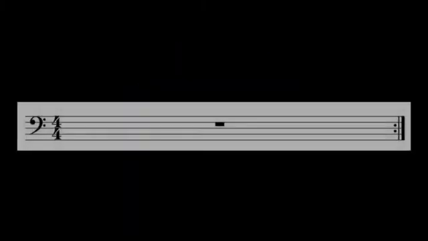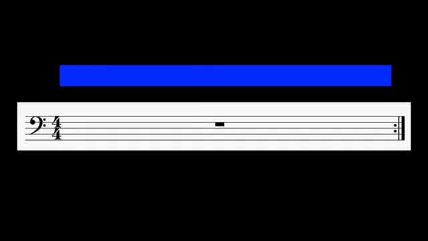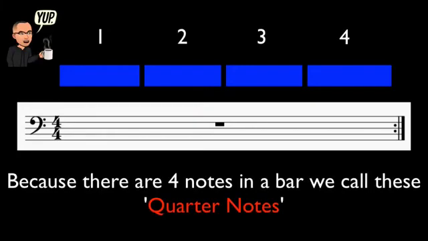Now here we have a bar. Think of the blue line as a continuous block of sound. We're going to cut that block of sound into 4 even pieces. And we have 4 of these in a bar. We call these quarter notes, and they're also known as crotchets.